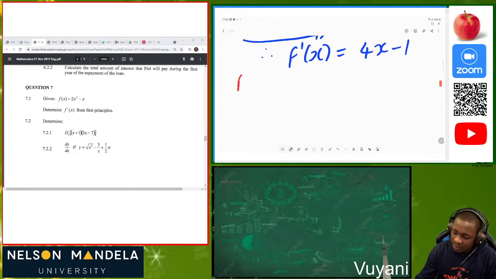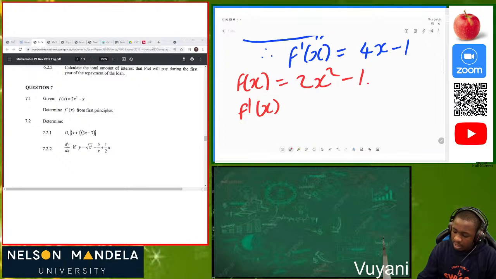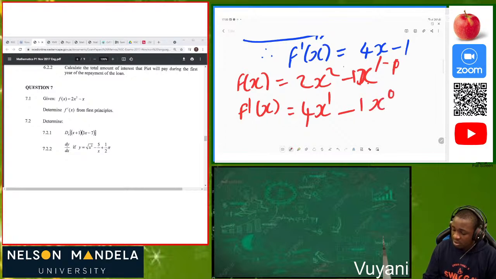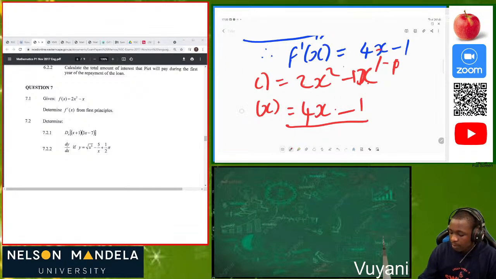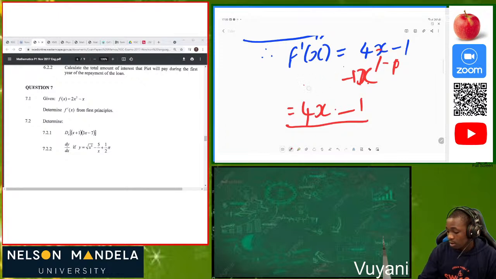We were given f of x to be equal to 2x squared minus x. Using our shorter method, the f prime of x is, by power rule, 2 times 2 is 4x, and 2 minus 1 is 1. Then minus 1 times 1 is 1, and 1 minus 1 is 0. So we have x to the 0, and we know that x to the 0 is equivalent to 1. So 1 times 1 is 1. You can see that our answer is the same. Now that's how you solve it by first principles.